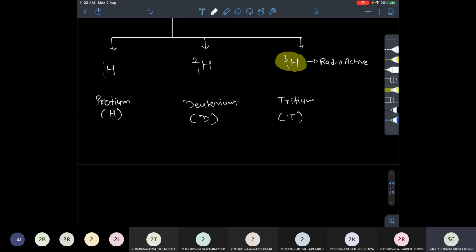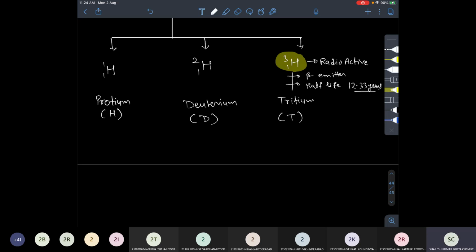So now we are really interested in the nature of this. Is it going to emit alpha? Is it going to emit beta? If it emits alpha or beta, then what will be the new nucleus formed? So my dear, it is a beta emitter. Half-life, anyone? 12.33 years.